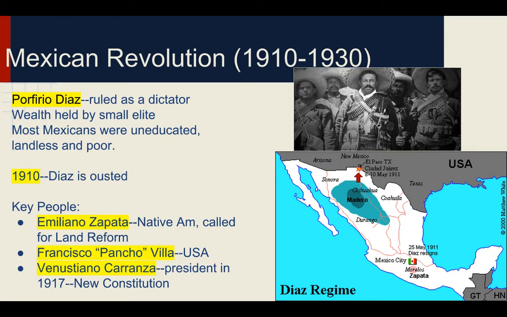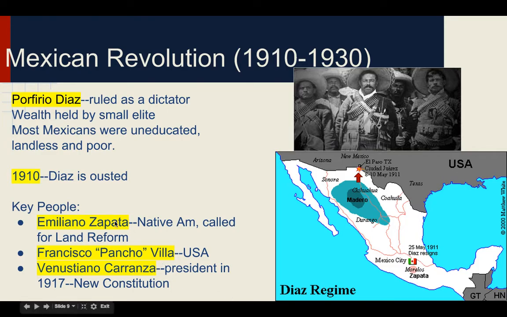There is this man named Porfirio Diaz, and he ruled as a dictator. Wealth was held by a small elite, and it was very much like the encomienda system. Most Mexicans were uneducated, landless, and poor. In 1910, the revolution begins, and Diaz is ousted. And there are key people who tried to change everything.